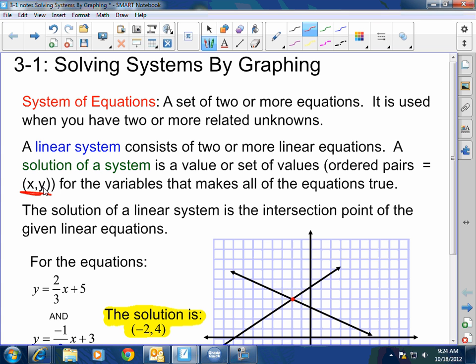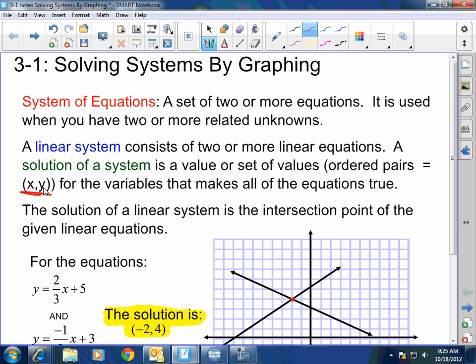Very similar to the solution of just one line. Remember when we were talking about inequalities, how I said all of the ordered pairs on the line are solutions of the equation? Do you guys remember that? Well, same thing here, except the solution of a system is the point that satisfies both equations, not just one. That make sense so far?